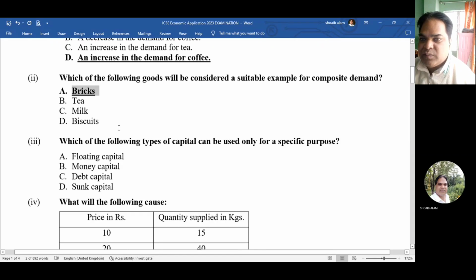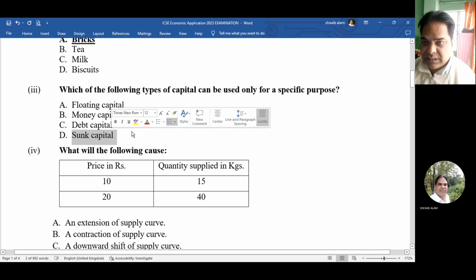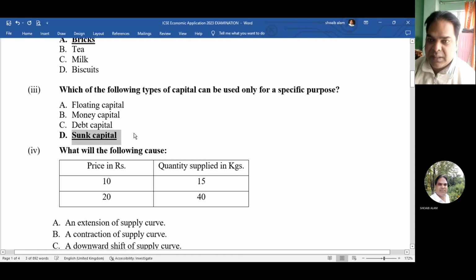Now, let us move on to number 3. Which of the following types of capital can be used only for a specific purpose? Floating capital, money capital, debt capital, sunk capital. So the answer is sunk capital. Okay, sunk capital.